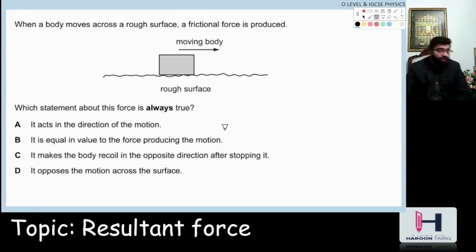Next question. When a body moves across a rough surface, a frictional force is produced. Friction always opposes motion. The moving body's direction is towards the right, so friction must be towards the left. Which statement about this force is always true? It acts in the direction of the motion. Not really, it always opposes motion. It is equal in value to the force producing the motion. Not always. It is written here, always true. It can be equal, but not always. It makes the body recoil in the opposite direction after stopping it. Not really. D says it opposes the motion across the surface. Yes, it does because it's a frictional force. D is the answer here.